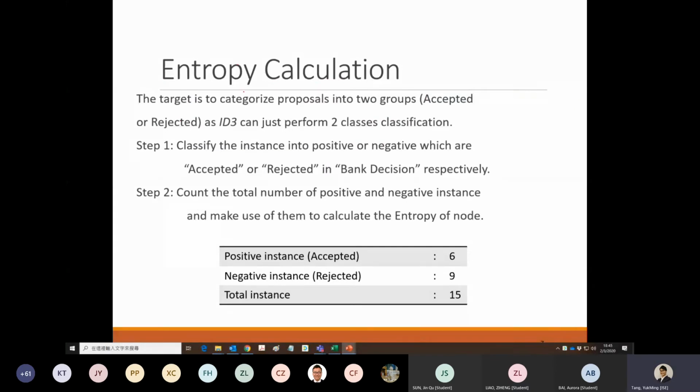In order to construct the decision tree, as mentioned, we are going to apply the ID3 algorithm. This algorithm is divided into several major steps. The first step is very important: you need to classify the instances into positive or negative instances. What does it mean by positive or negative instance? If the final decision of the bank is accepted, that means the bank accepted to lend the money to that customer, then this is called a positive instance. If the bank decision is rejected, this is called a negative instance.